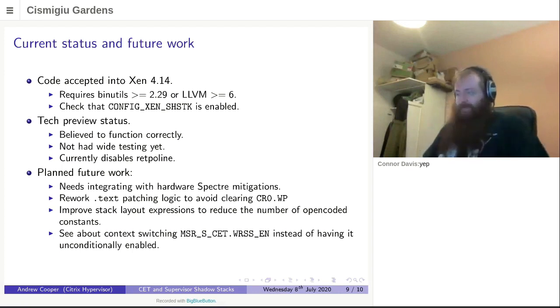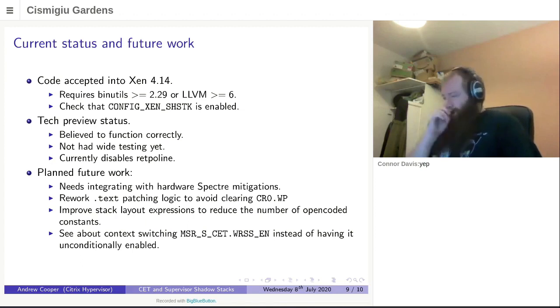It also became apparent throughout this work that Xen's code for describing its stack is actually quite fragile. There are a lot of constants. There are a lot of open-coded things that you can get subtly wrong and not notice. I do have a proposed series that I'm working on that will express that in a rather nicer way, so that will hopefully be generally received.